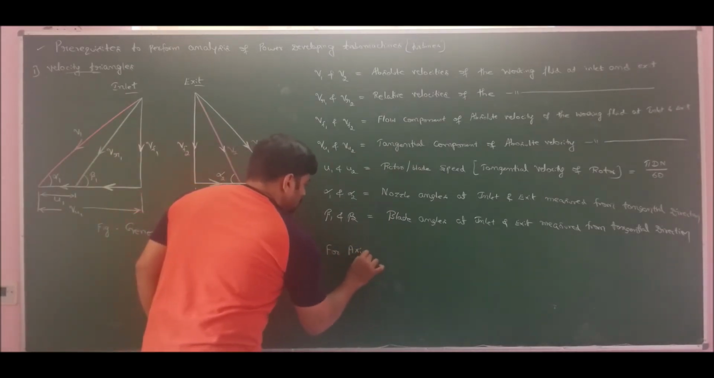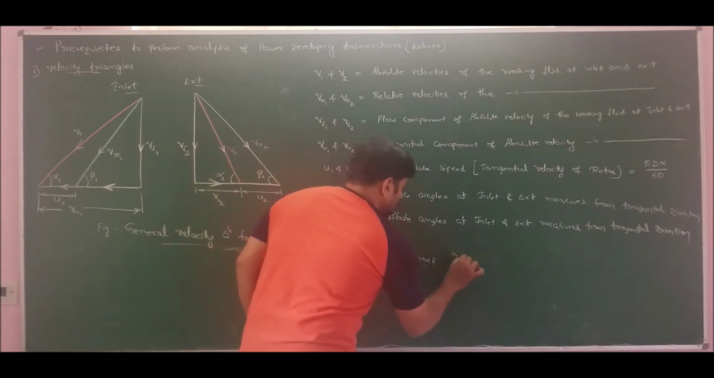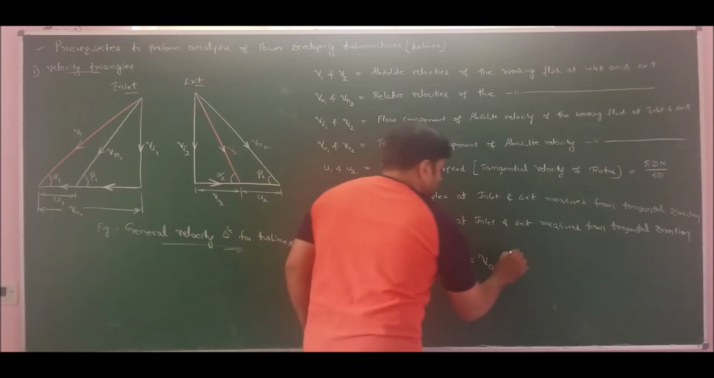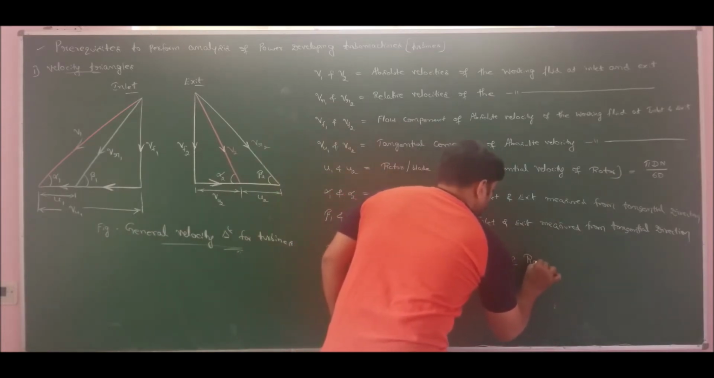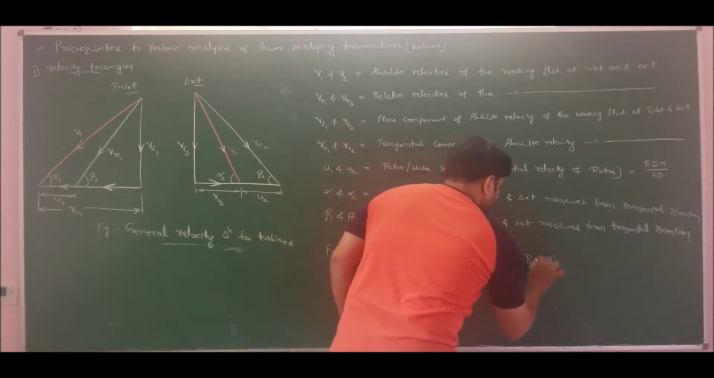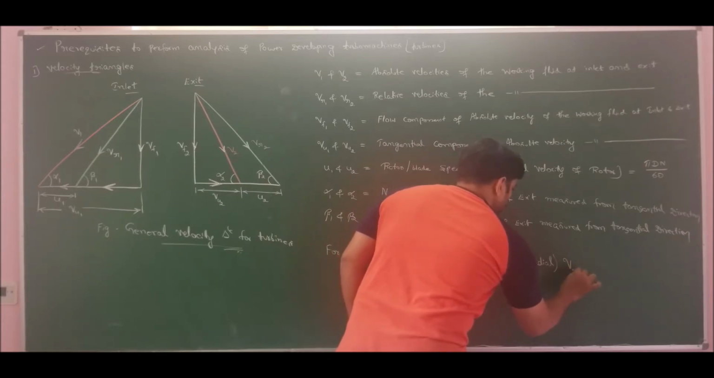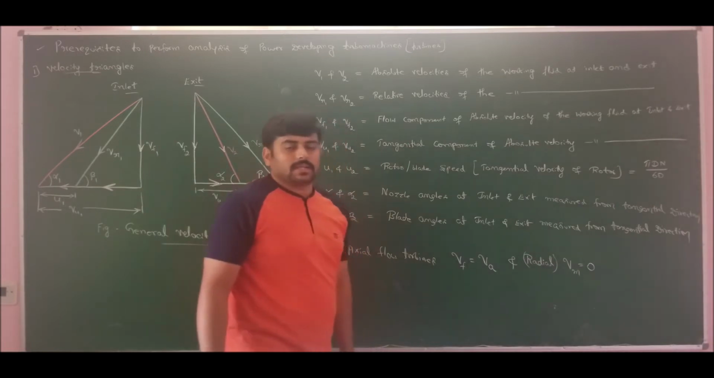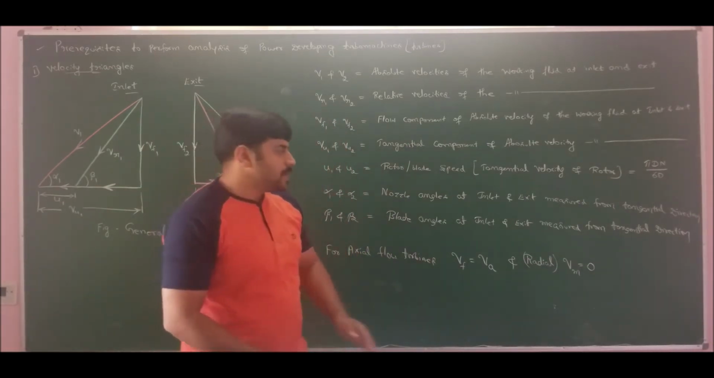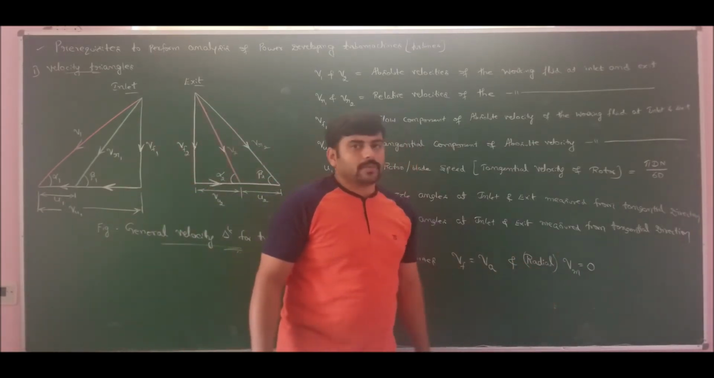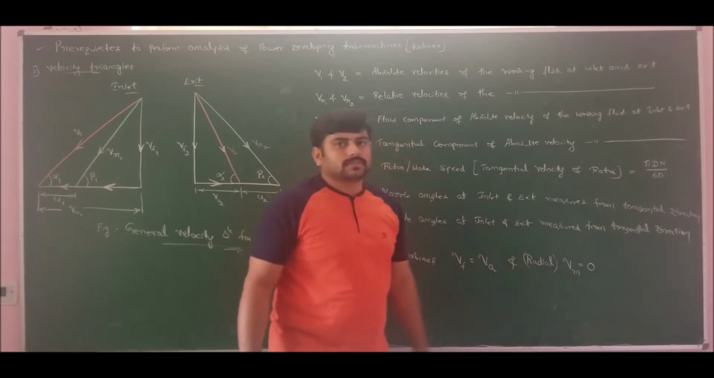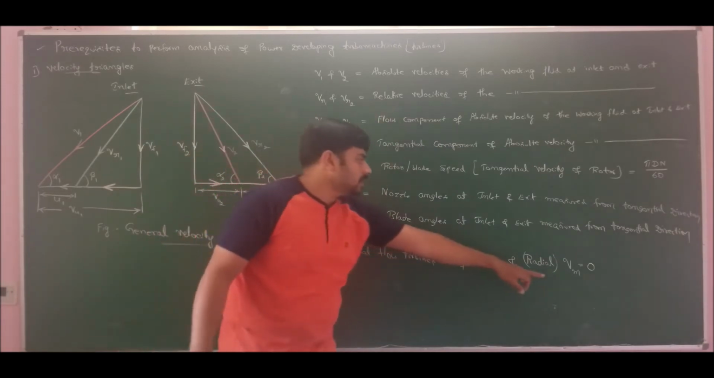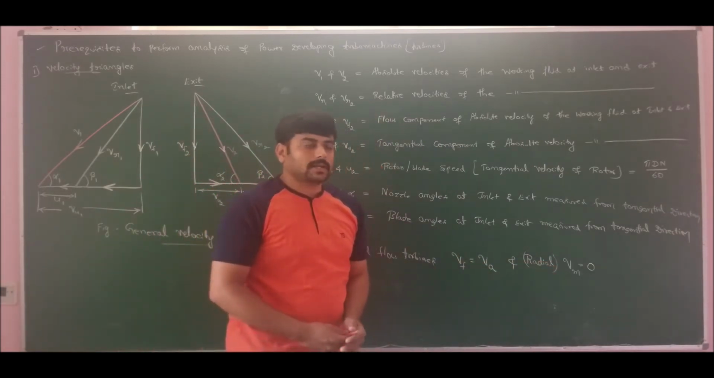For axial flow turbines, this flow velocity is nothing but the axial component of absolute velocity, and the radial component, which is denoted by Vm, is equal to 0. Vm stands for the meridional component of absolute velocity. Meridional component is nothing but the radial component. Why are we using Vm? Because we don't have Vr. Vr is already used for relative velocity. So therefore we are using Vm for the radial component.